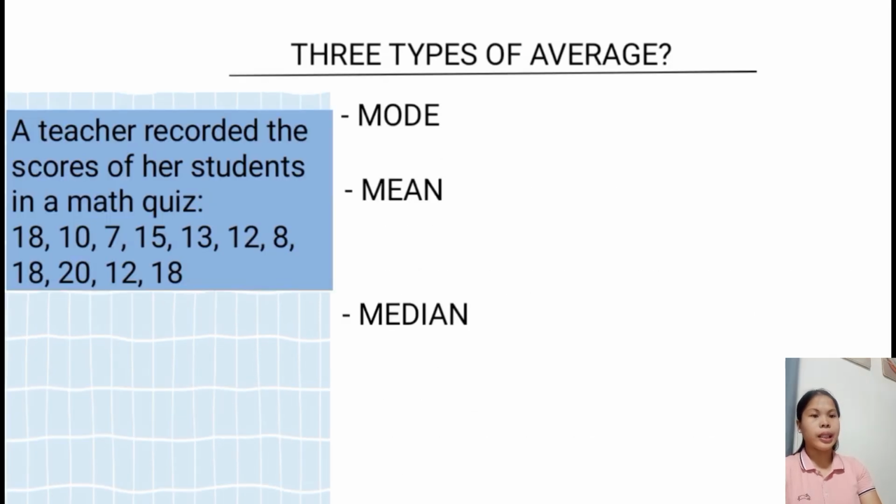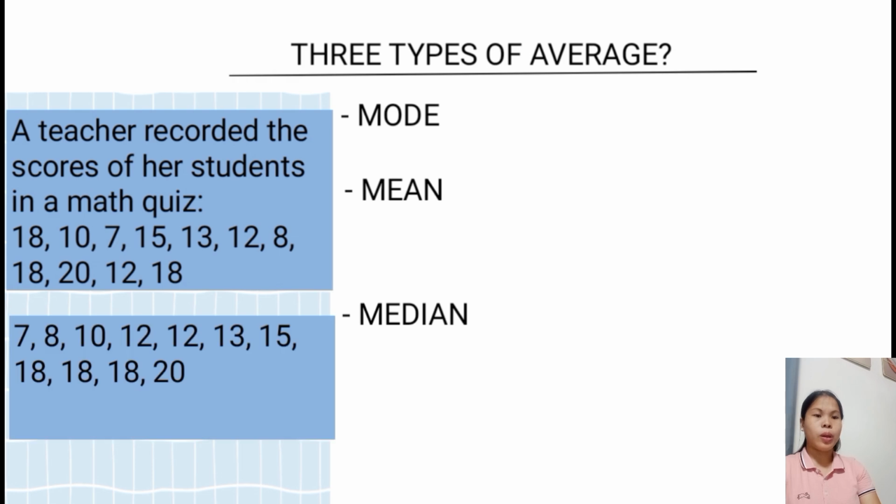Let's say a teacher recorded the scores of our students in a math quiz. We have 18, 10, 7, 15, 13, 12, 8, 18, 20, 12, and 18. The first thing that we're going to do is to check if this data is in increasing order. If not, then we need to make it so. We have now 7, 8, 10, 12, 12, 13, 15, 18, 18, 18, 20.